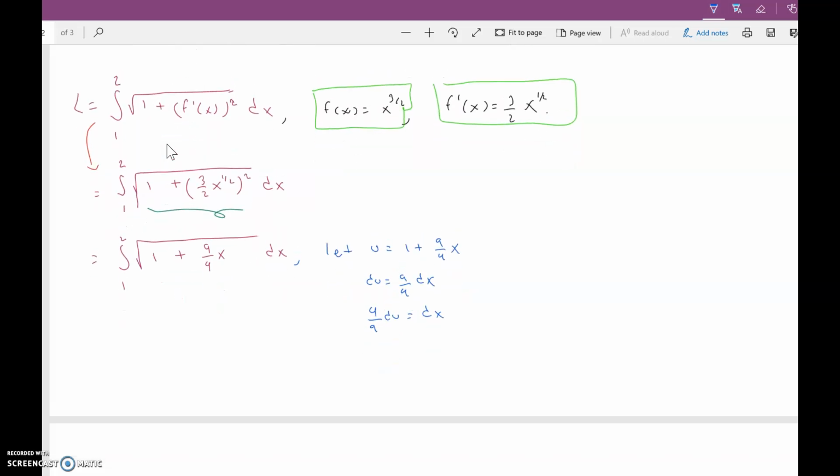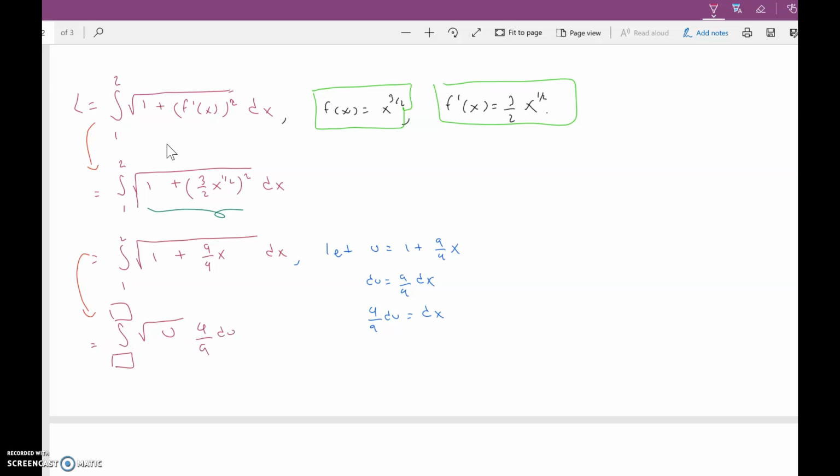So we're looking at this one being, well, we'll put the limits in a minute. So this is going to be the square root of, well, technically we're just dealing with a u. So hold on, this is a little bit too long for. And then the dx, it's going to be substituted by 4/9 du.